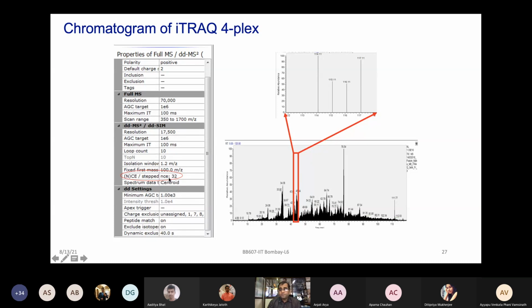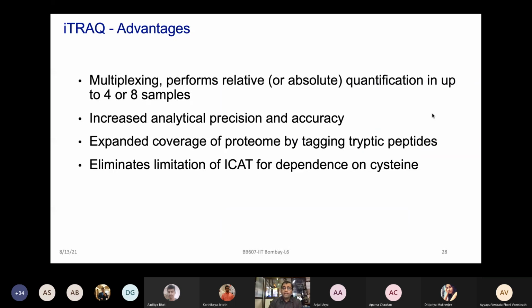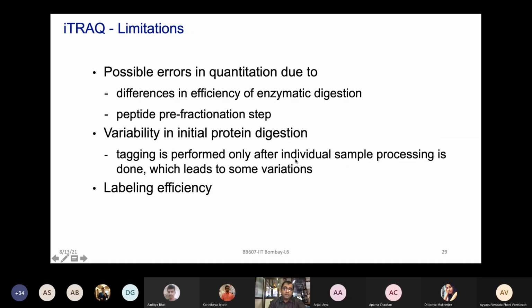So in this case, stepped collision energy was used up to 32, which is giving good iTRAQ spectra, and that can be utilized for the next set of reactions. So iTRAQ, as you can appreciate, as compared to ICAT, is providing much more multiplexing capability. It can give you much more analytical precision because you are not looking at the specific amino acid, but rather peptide sequence labeling. Your coverage of the proteome is going to be increased, and other bias which you have seen in the previous ICAT experiments could be eliminated.